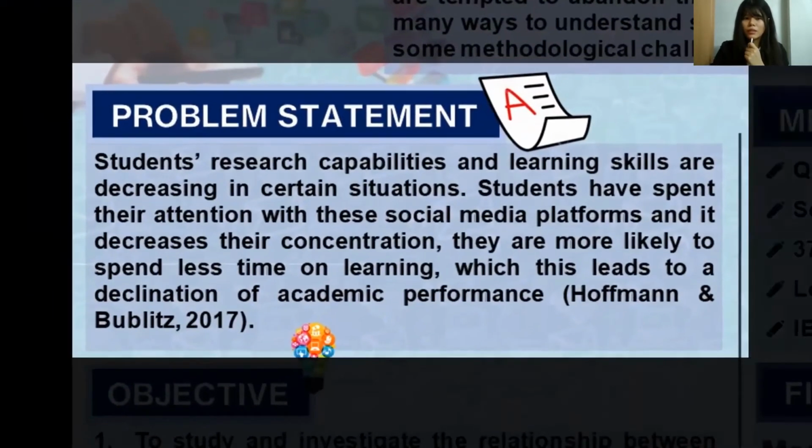In the problem statement, according to Hoffman and Babris study in 2017, they indicate that the students' research capability and learning skill are decreasing in certain situations, in which students have spent a lot of their attention on this social media platform and it decreased their concentration and they are more likely to spend less time on learning, which leads to a declination of academic performance. Therefore, it is important for researchers to do this study to investigate the factor that influence students' learning behavior towards their academic performance.